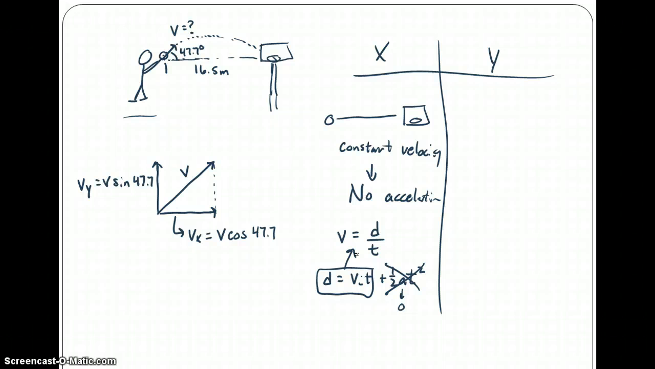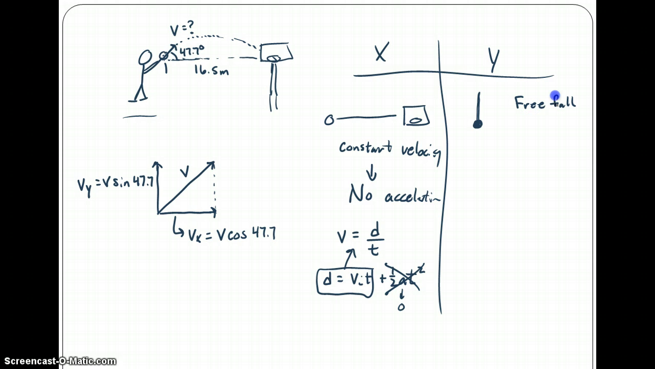Now in the y direction, it's a different story. In the y direction, the ball has to go up, and then it has to come back down. That's what it's doing. It's going up, and it's coming back down. So essentially, this is any one of our free fall type problems.